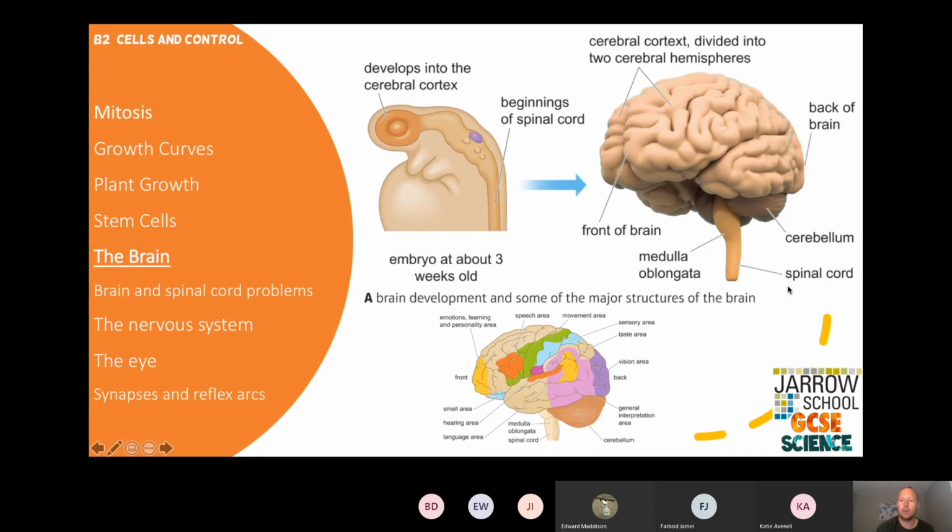So you do need to remember spinal cord, medulla oblongata, cerebellum, and then the cerebral cortex. You do need to know them, and you need to know their general jobs. So the cerebral cortex, if you had to give it one job, it would be thinking. So anything that you think about, so that tastes nice, or I don't know what that word Mr. Ingledew said means, that's all happening in your cerebral cortex. So its job is to think.